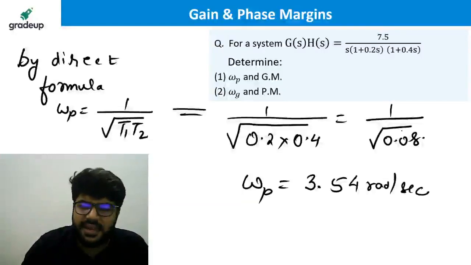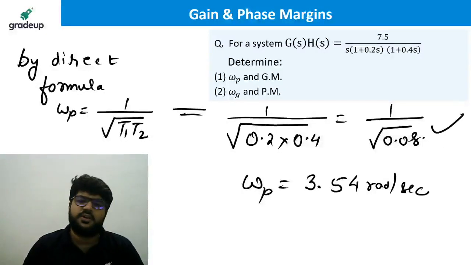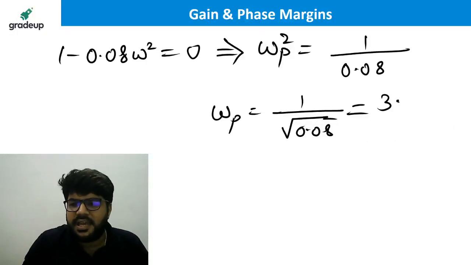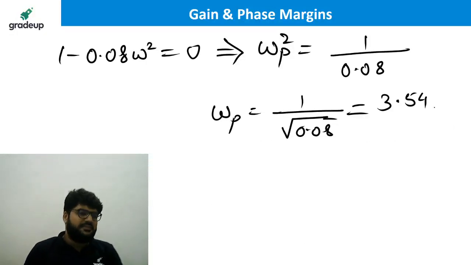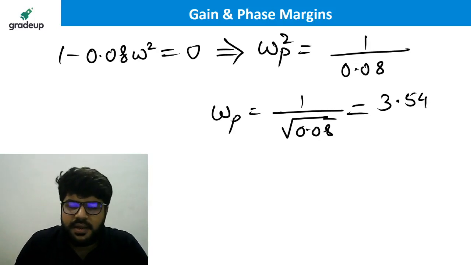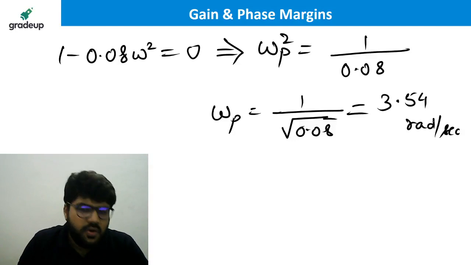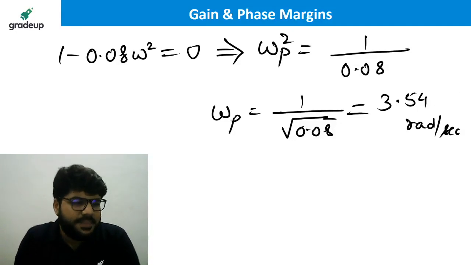Ultimately the same. This is what we had calculated: 1 upon root 0.08, and that is coming up as the same answer. I will write down 3.54 radian per second. 3.54 radian per second is the phase crossover frequency. It will come up the same only.